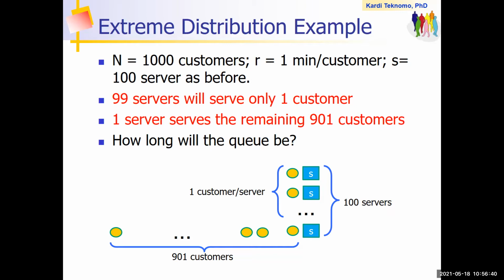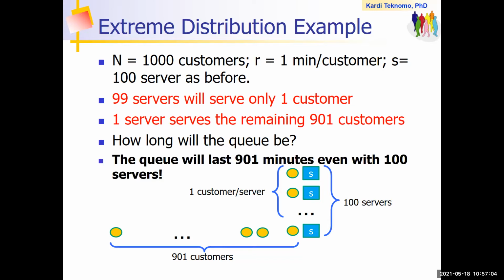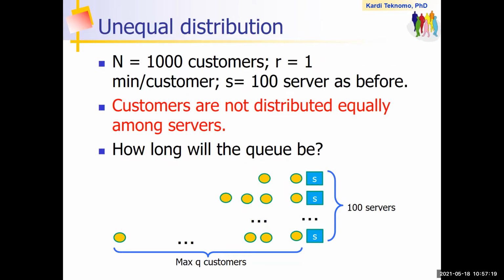If the distribution is not uniform, then one of them will have more than 1,000 divided by 100, which is 10, right? That means it will not be efficient. Is that correct? Yes. So this is just to show you that we use exactly the same number of servers, but the queue length will last much, much longer when you are not using a uniform distribution.